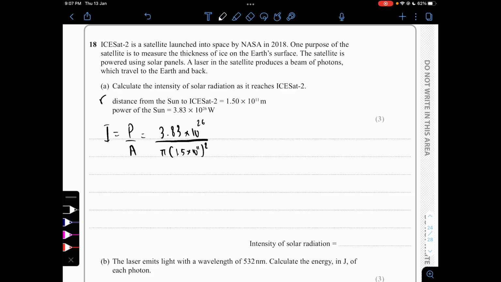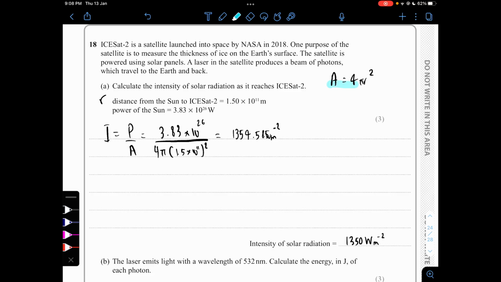power of 11 squared. Now, is this the surface? This is the cross section area, right? Area is 4 pi r squared for a sphere. So we have to add the 4 here. So this will give us 1354.585 W per meter squared. And then we can round it to 1350 W per meter squared.